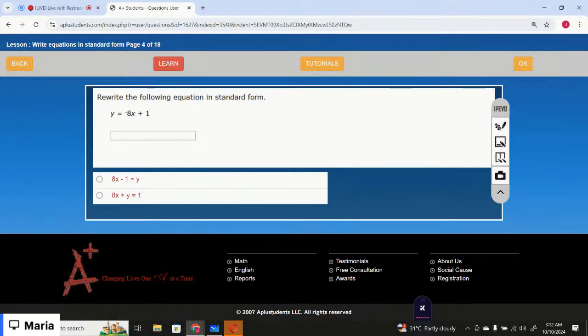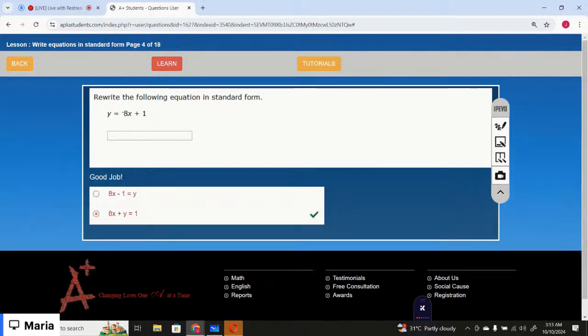Rewrite the following equation in standard form. So which is the correct option? Which option is the correct one? Option number 1 is the correct option, right? Option 2, 8x plus y equals 1 is the correct option.